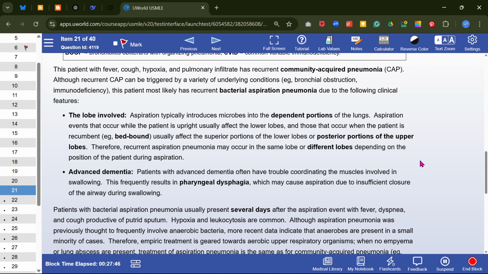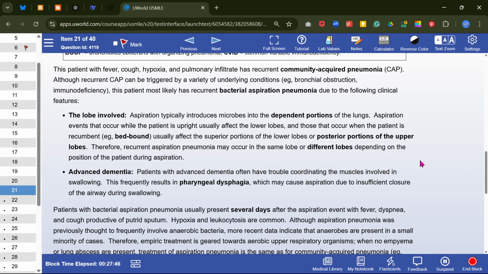Advanced dementia. Patients with advanced dementia often have trouble coordinating the muscles involved in swallowing. This frequently results in pharyngeal dysphagia, which may cause aspiration due to insufficient closure of the airway during swallowing.